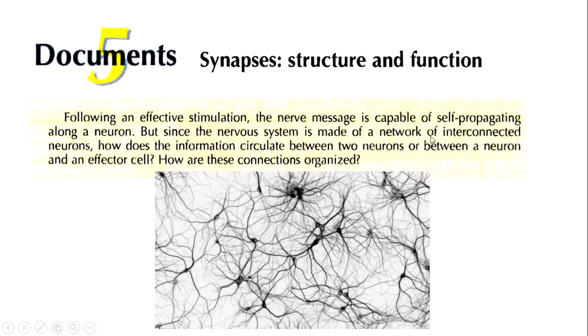Since the nervous system is made up of a network of interconnected neurons, meaning that neurons don't run on their own, they need to communicate with other cells to achieve their purpose. As you can see in this image here, we have a network of several nerve cells connected together. How does the information circulate between two neurons or between a neuron and another cell we call an effector cell? An effector cell, by the way, is a cell that receives orders from neurons, like a muscle cell or a gland cell. So how are cells connected with neurons and how are these connections organized?